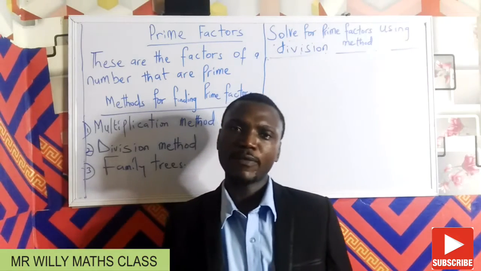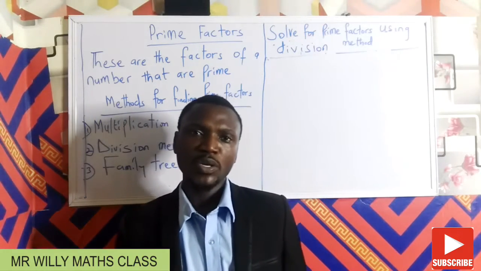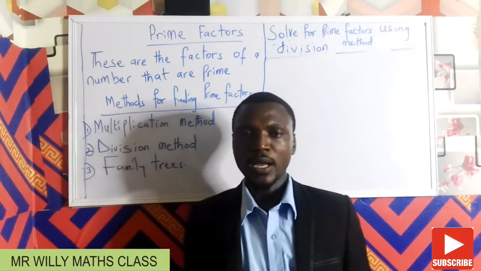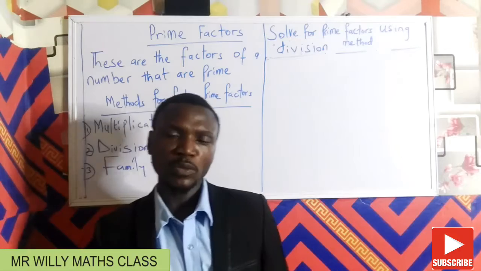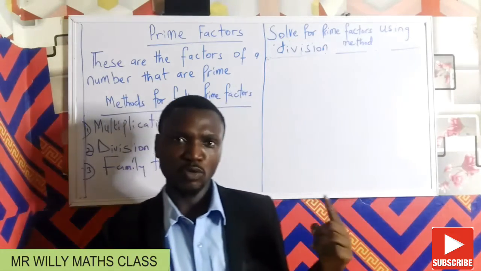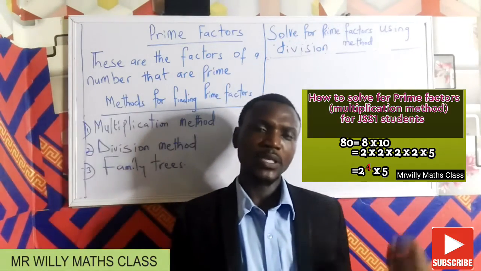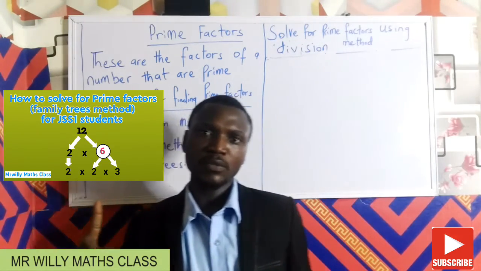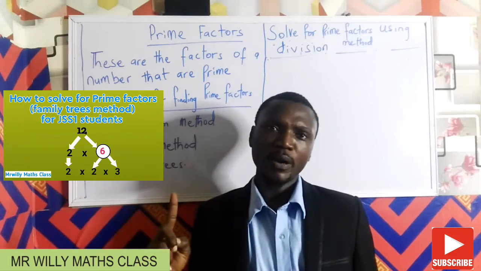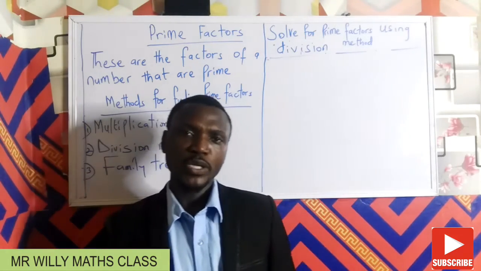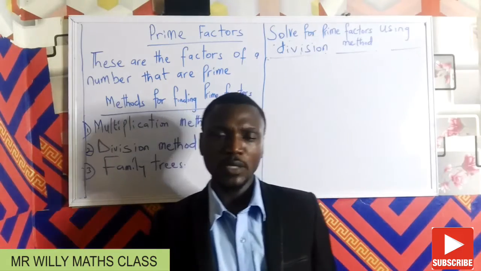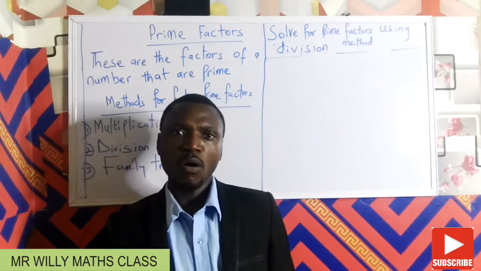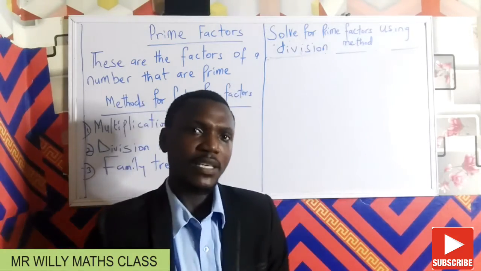And to get prime factors, you can use three different methods. You can use the multiplication method, you can use the division method, or you can draw a family tree. I've done a video about how to use the multiplication method to solve for the product of prime factors of numbers, and I've also done a video in which I use the family tree to solve for the prime factors of a number. Today we are going to use the division method to solve for the prime factors of a number. So let's dive into today's class.